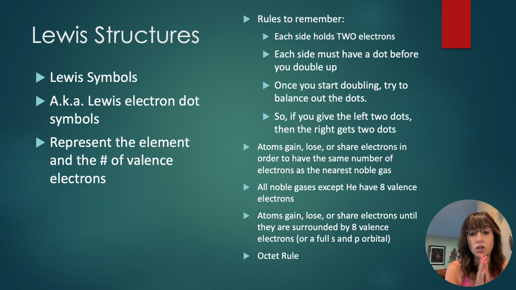So let's say you have oxygen. Oxygen has 6 valence electrons. You're going to put 1 on each side, right, left, top, bottom, before you can double up.